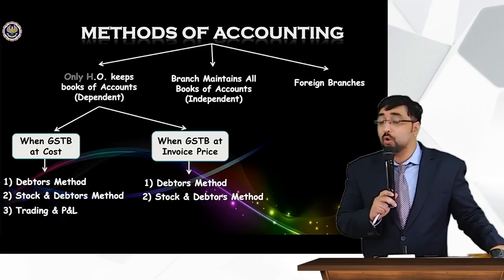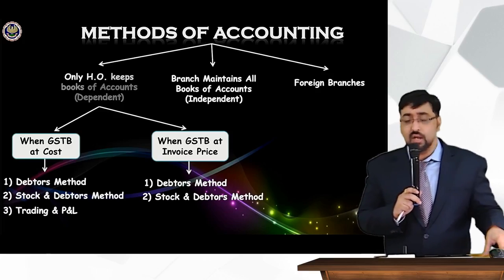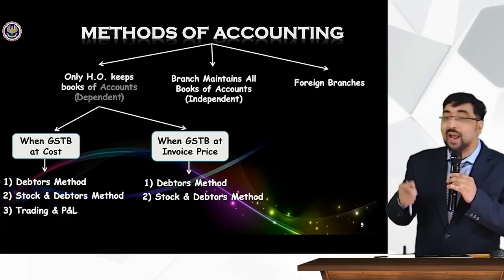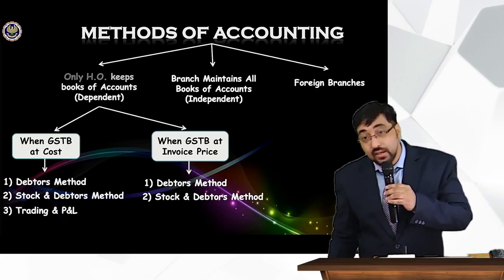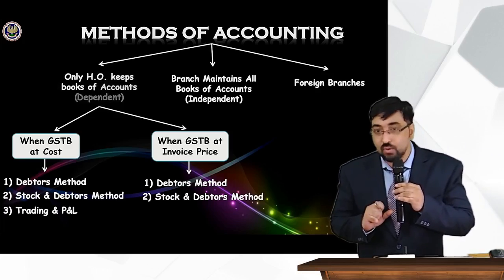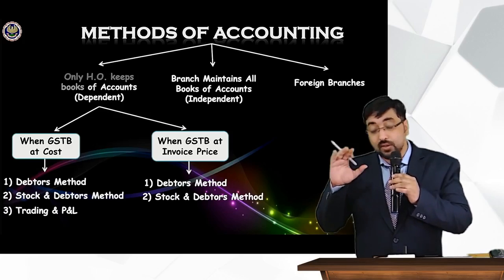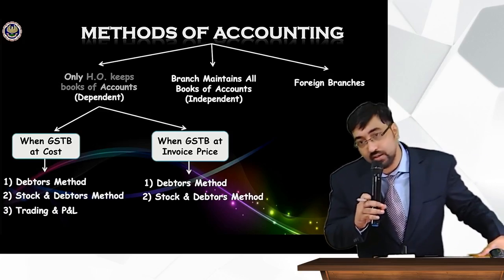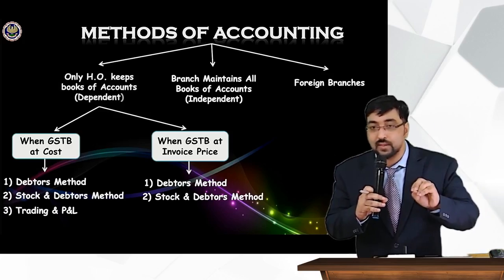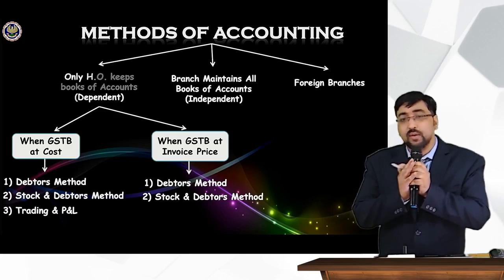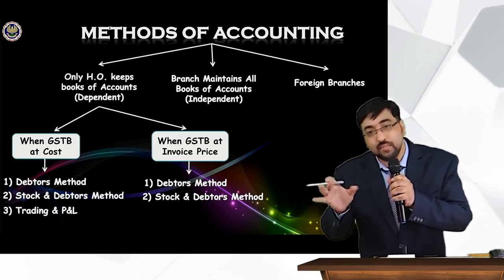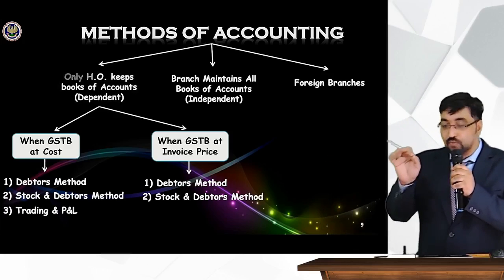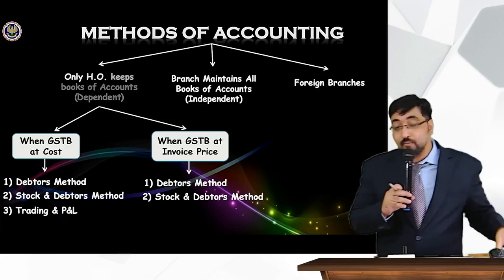So now let's see what the debtors method and the stock and debtors method are. For this, I have given you one shortcut. The shortcut is: you think from the angle of HO in case of the debtors method, and for the stock and debtors method, you think from the angle of the branch. So the basic difference is very simple. This is the only shortcut given by me: for the debtors method, think from the angle of HO, and for the stock and debtors method, think from the angle of the branch. So please write this down somewhere in your notebook.